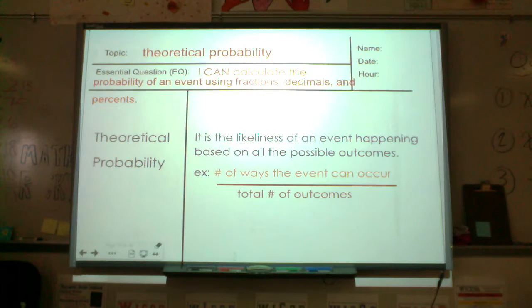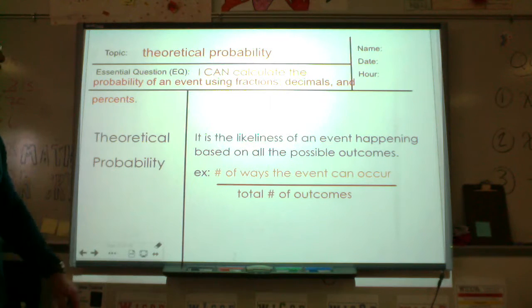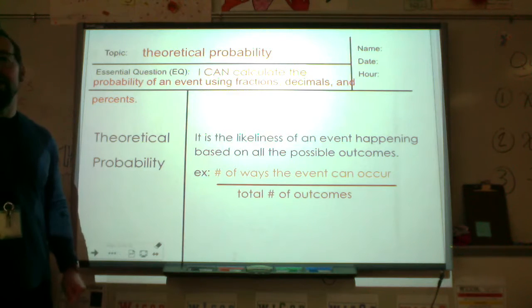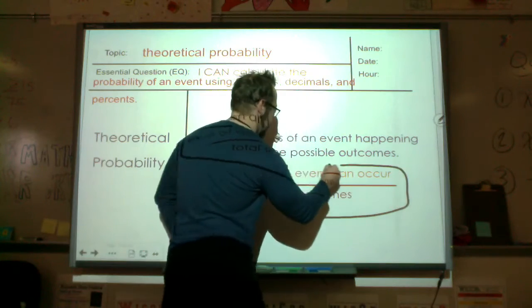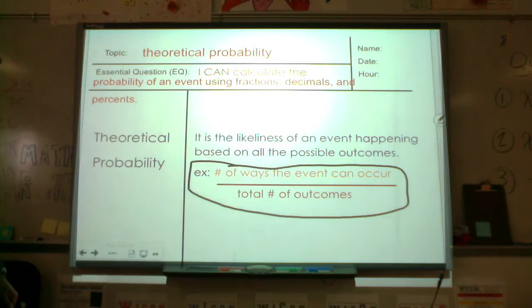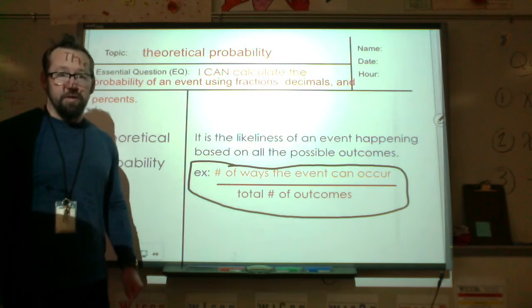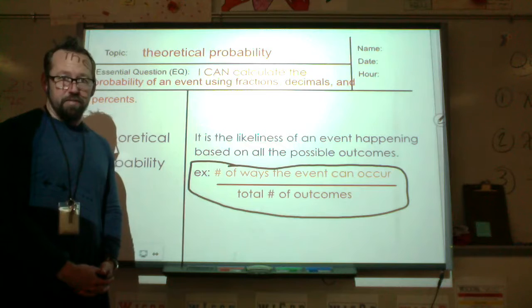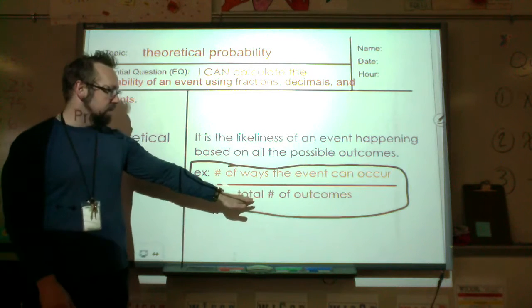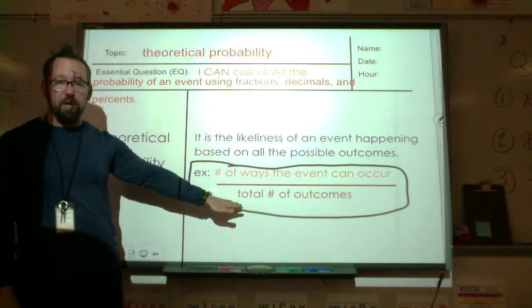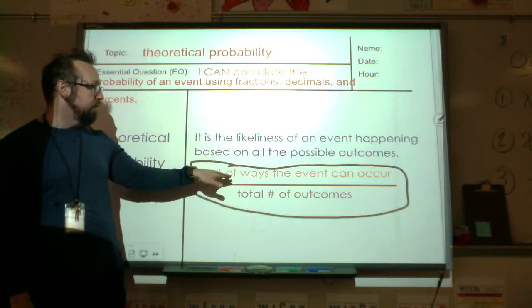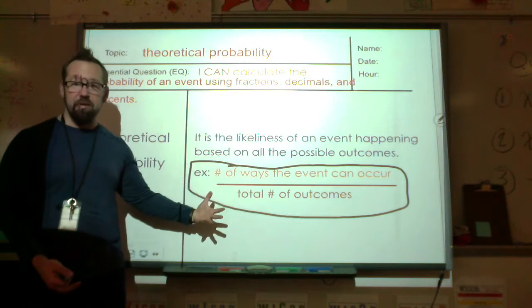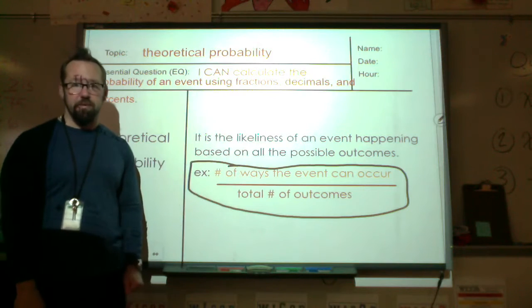I can calculate the probability of an event using fractions, decimals, and percents. Probability refers to the likelihood of something happening. This part here is going to be really important. What we first do with probability is we express it as a fraction. What goes on the bottom is the total number of possible outcomes, so all the things that can happen go on the bottom all the time. And whatever the number of ways the event can happen, what we're looking for, that's the number that goes on the top.